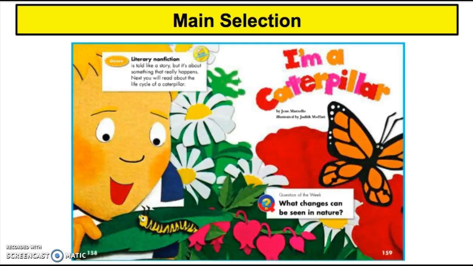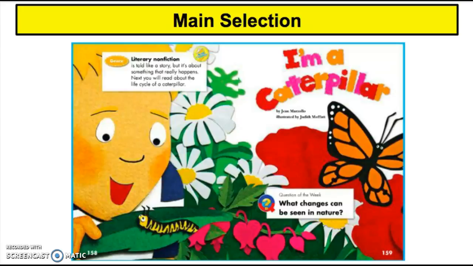We're going to move on to our main selection. So we are reading a literary nonfiction, which means it's a nice story, but it's told like a story, but it tells us about something that's actually happened. So it's not made up. These things really happen. A caterpillar does change into a butterfly and all those things, but it's told as a story. So you are going to read this with your partner.